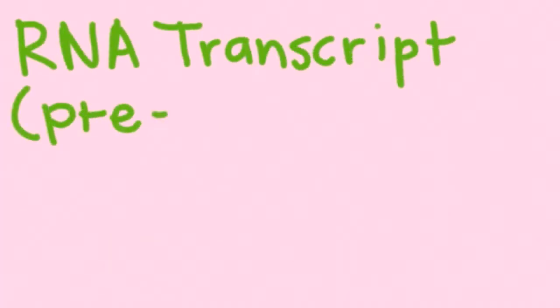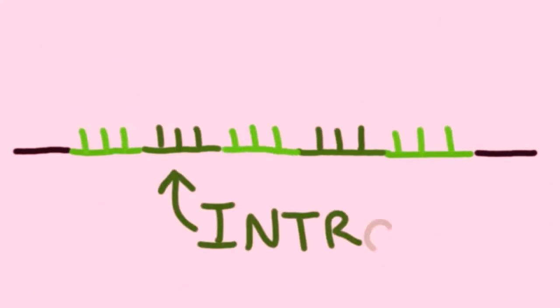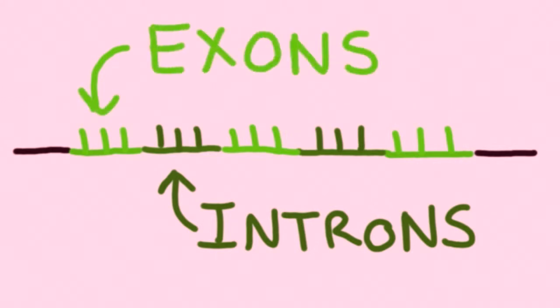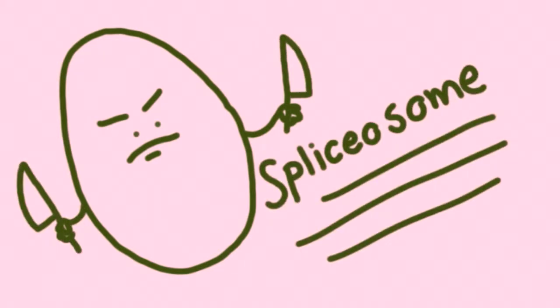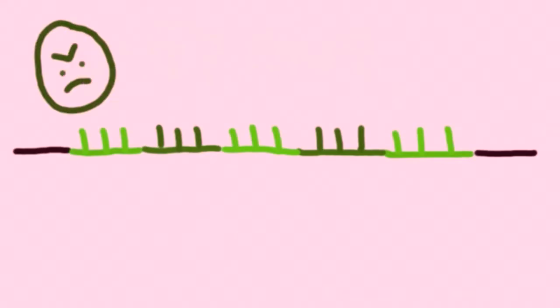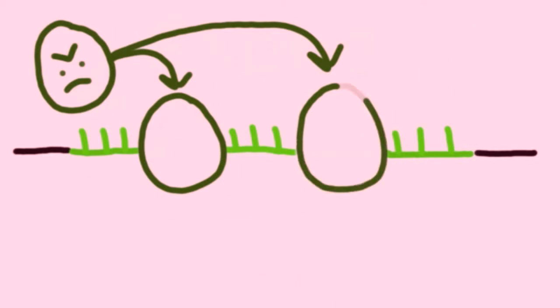Unfortunately, this mRNA molecule is actually RNA transcript or pre-RNA and must be filtered. Pre-RNA is comprised of exons, which code for proteins, and introns, which don't. In order to remove the introns, a spliceosome, which contains small nuclear RNA, comes and identifies the introns through complementary base pairing, and then kicks them out.